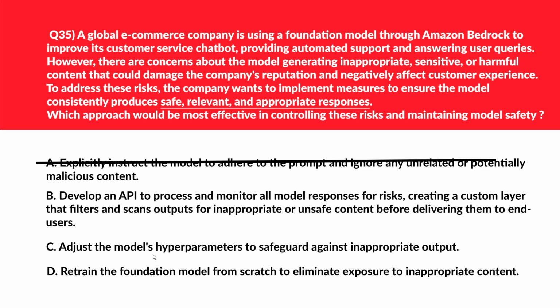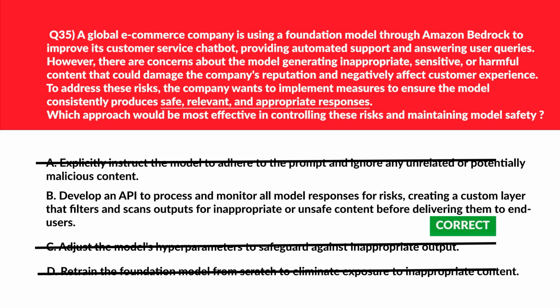C says adjust the model's hyperparameters to safeguard against the inappropriate output. Adjusting hyperparameters alone is unlikely to sufficiently address the issue of content safety. It's an incorrect choice. Let's move to option D. D says retrain the foundation model from scratch to eliminate exposure to inappropriate content. Retraining from scratch is resource intensive and may not guarantee the prevention of inappropriate outputs. We'll reject this option. We are left out with option B and it is the correct answer.